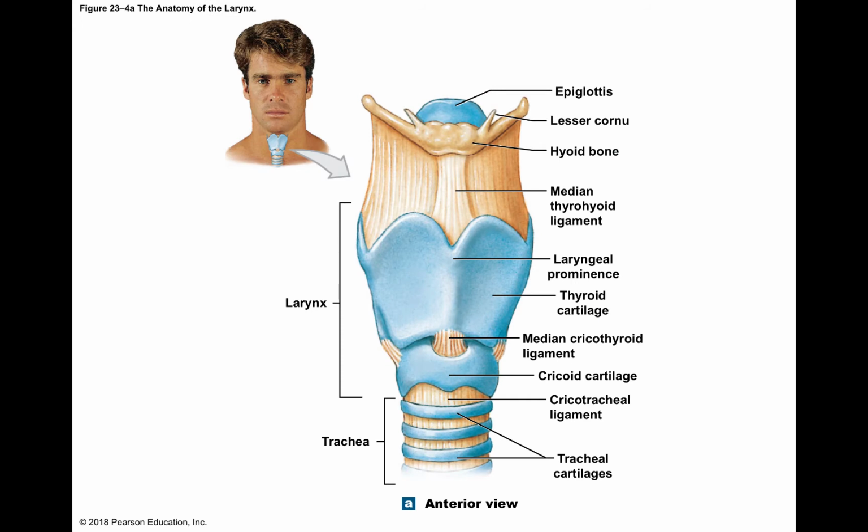These are the cartilages that are in your larynx area. Okay, and so we have a model that looks just like this. The Adam's apple, this is the thyroid cartilage. So the thyroid cartilage is the Adam's apple.